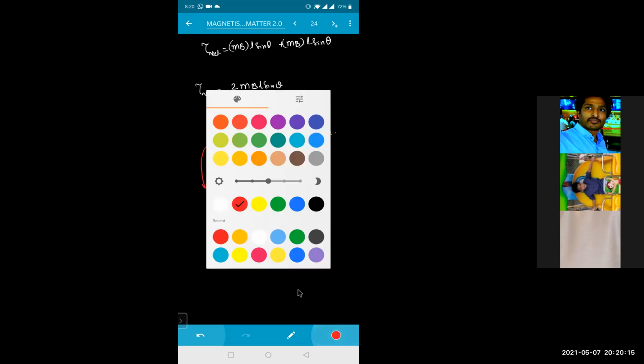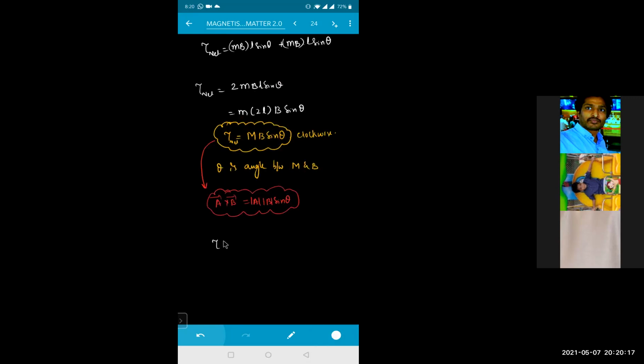So now, torque can also be written as M bar cross B bar. It is a cross product. Torque is a vector quantity, so tau equals M bar cross B bar. Is it clear?